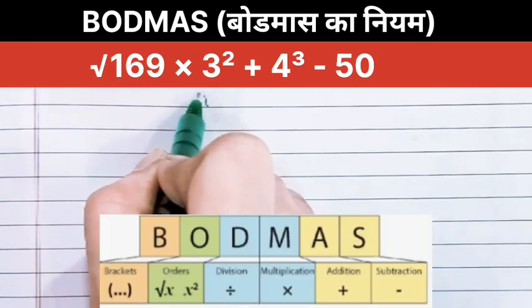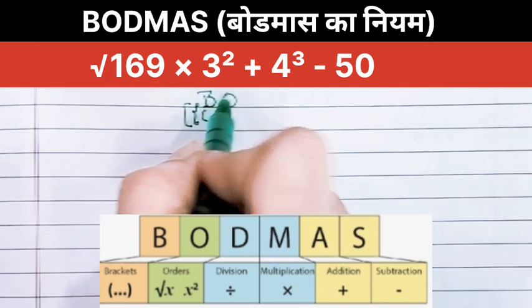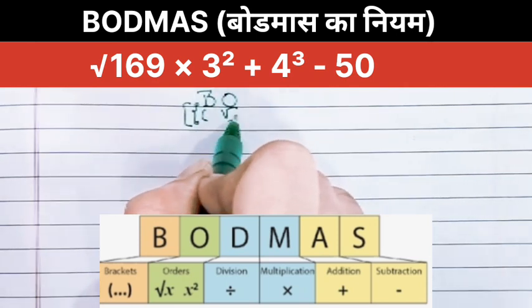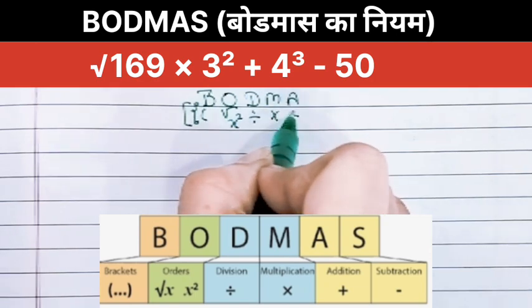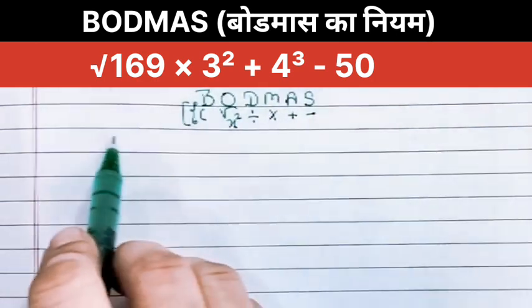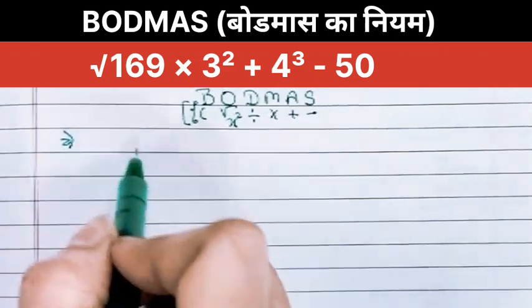BODMAS rule says first we solve brackets: small bracket, curly bracket, then square bracket. O stands for orders, we convert into multiplication, we solve roots and exponents. D stands for division, M stands for multiplication, A stands for addition, S stands for subtraction. Now according to the BODMAS sequence, we'll break down this expression by step-by-step solution.